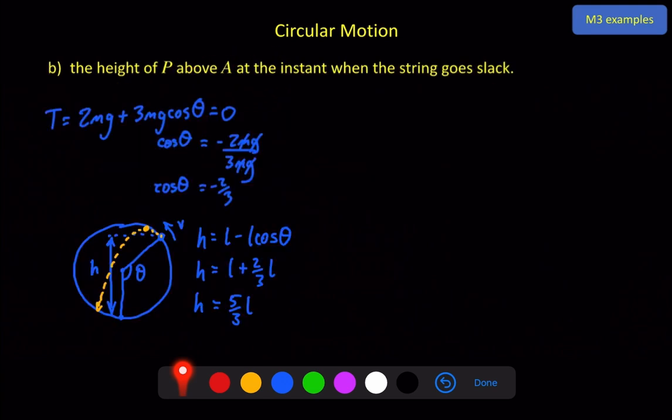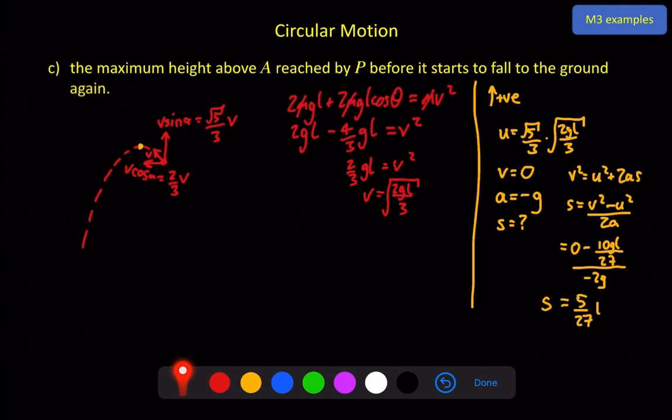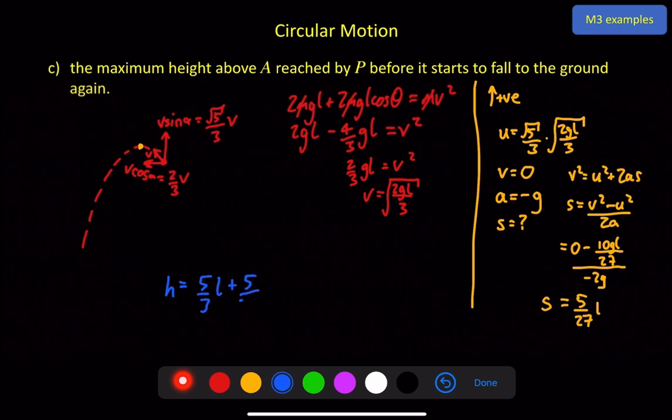So we need to go back, we've got 5/3 of L already up to this point. So the total height is 5/3 of L plus this extra little bit moving under gravity gives us 50 over 27 L as our final answer for this part of the question.